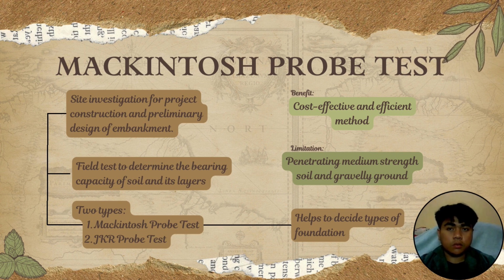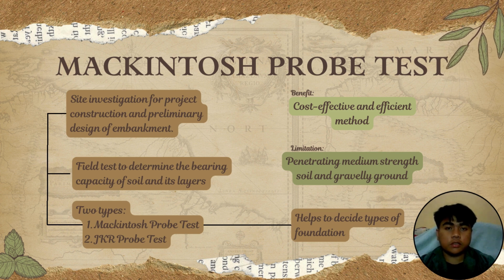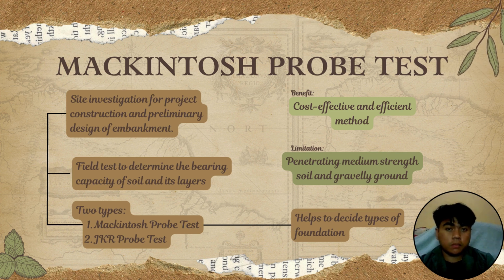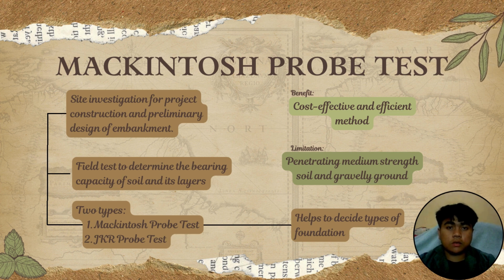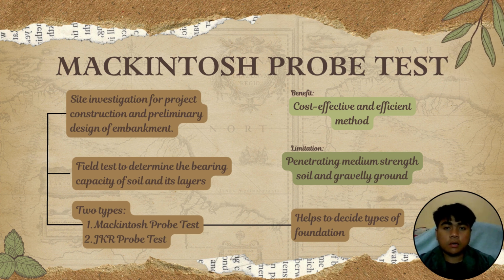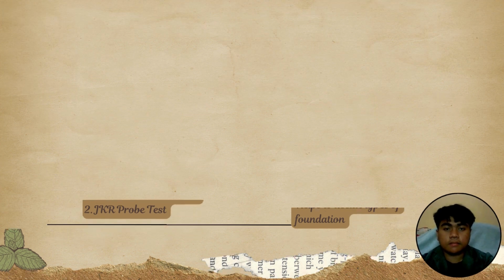Mackintosh prob test can be used up to a maximum depth of 15 meters, making it a cost-effective and efficient method for soil investigation. However, there are limitations for the test where the test can only be penetrating medium-strength soil and gravelly ground. So for the test, it helps the engineer to decide types of foundation, whether it is a shallow foundation or there is a piling need to be done at the site.